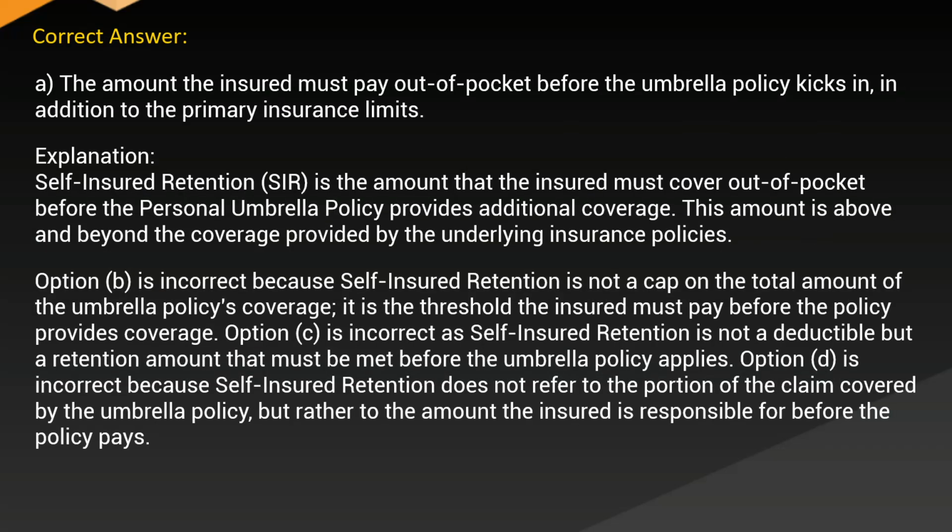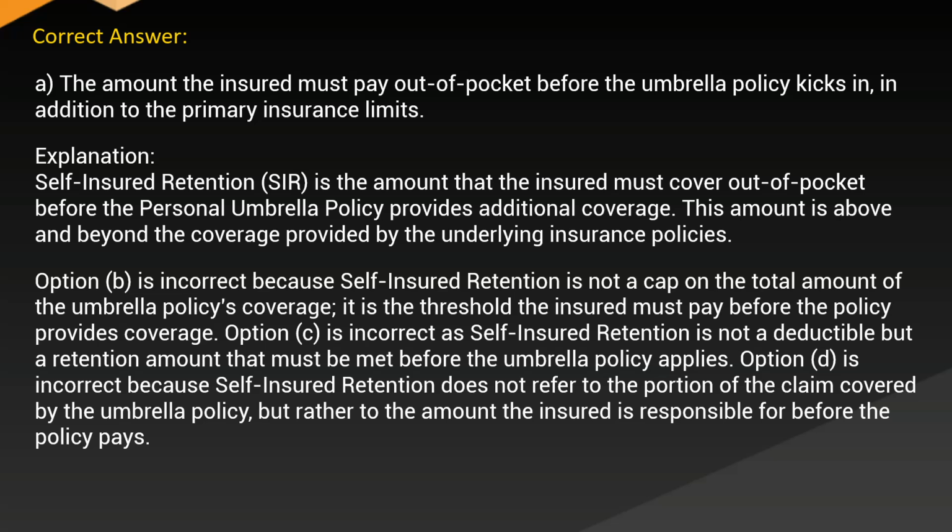Correct answer: A. The amount the insured must pay out of pocket before the umbrella policy kicks in, in addition to the primary insurance limits. Explanation: self-insured retention, SIR, is the amount that the insured must cover out of pocket before the personal umbrella policy provides additional coverage. This amount is above and beyond the coverage provided by the underlying insurance policies.